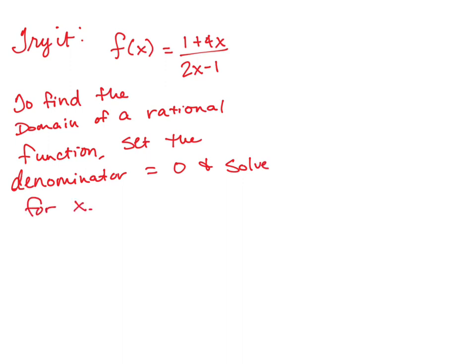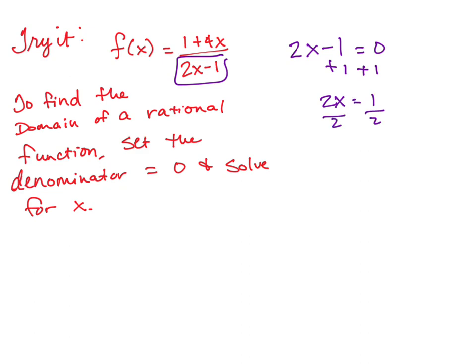You could. Let's set it up first. So what is my denominator? 2x minus 1. Okay, so I'm going to set that 2x minus 1 equal to 0. Add 1. 2x equals 1. Divide by 2. X is 1/2. So x equals 1/2 is the value that breaks this function. It's the value that causes this function to be undefined. So my domain is actually everything except that number.